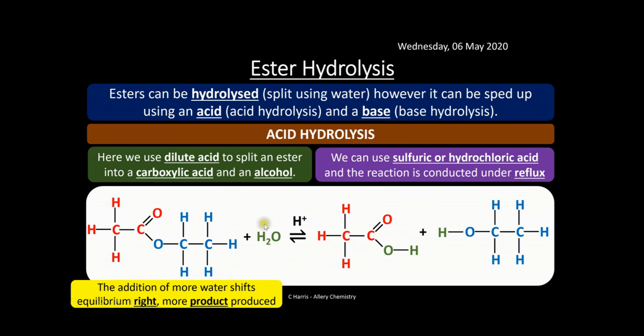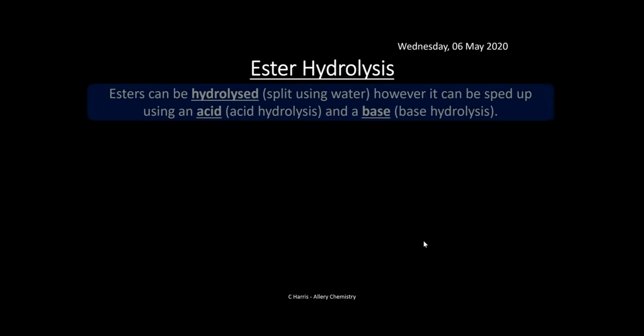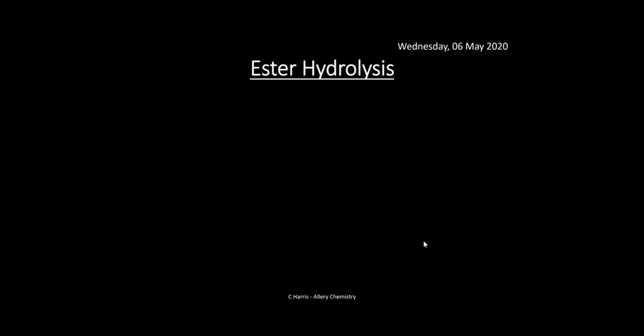If we add more water to this, it shifts the equilibrium to the right, and so more product is produced. So it's a good way of getting more product, because the reaction is in equilibrium. This is from Le Chatelier's principle. If you're not too sure about that, go back and have a look at the how far video that I've done, which talks about Le Chatelier's principle in a little bit more detail.